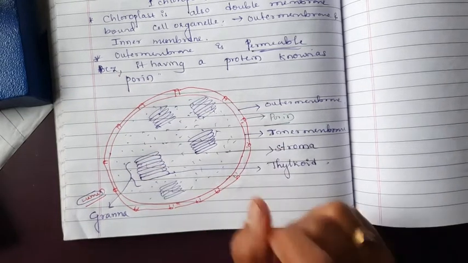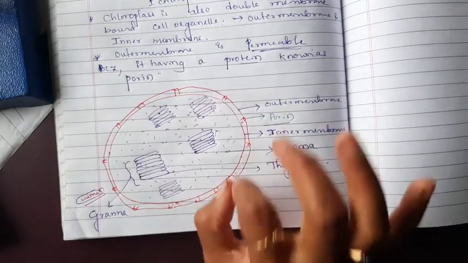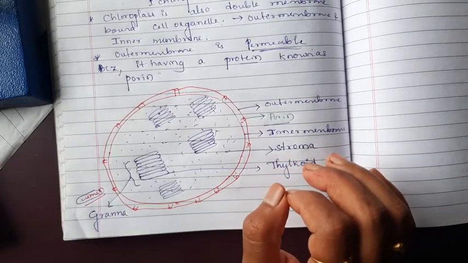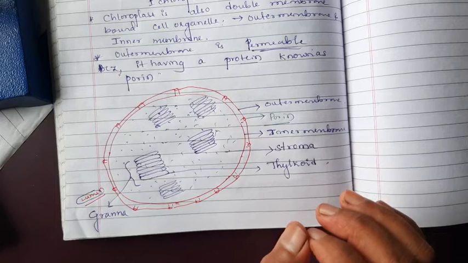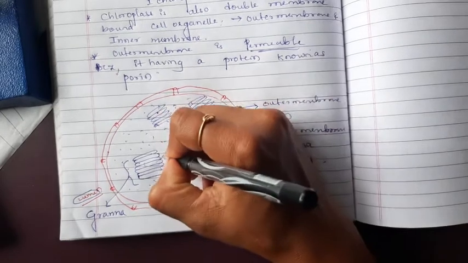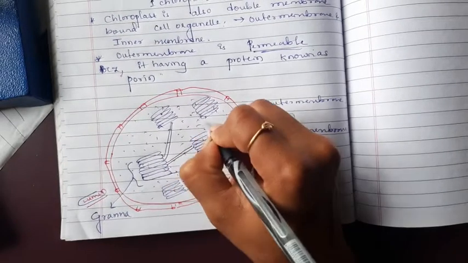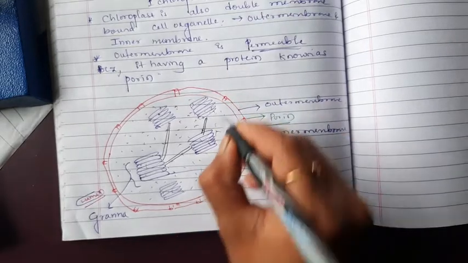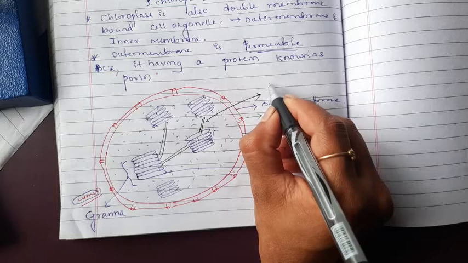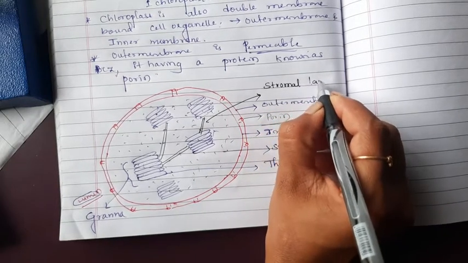Then each grana is connected with another. Every grana present in the stroma is connected with another grana by a connection known as the stromal lamellae. One grana which connects with another grana, this connection is known as the stromal lamellae.